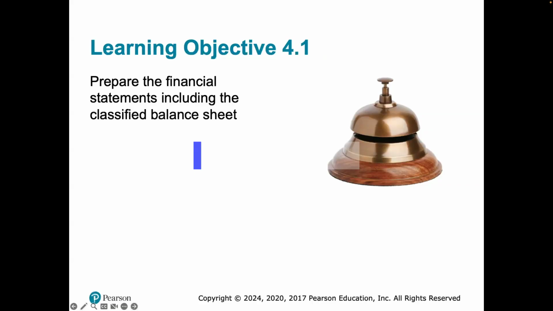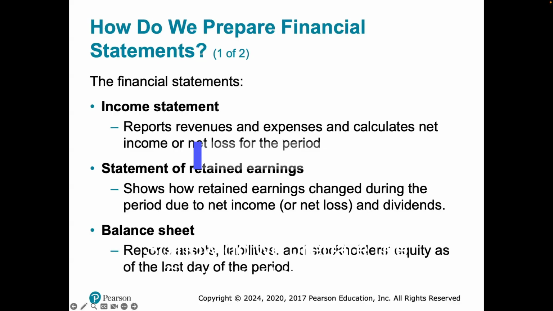So, 4.1, we're going to prepare the financial statements, including a classified balance sheet. So, how do we prepare the financial statements? The first one we covered is the income statement, right? The income statement reports revenues and expenses and calculates net income or net loss for the period. This is what tells us if we're having a profit or if we're losing money, if we're having a loss. This is where we compare all the revenue. So, revenue, as we always mention, does not equal profits, but revenues minus expenses, now we have profits, right? Now we can see what our net income is, which pretty much is our profits for the company.